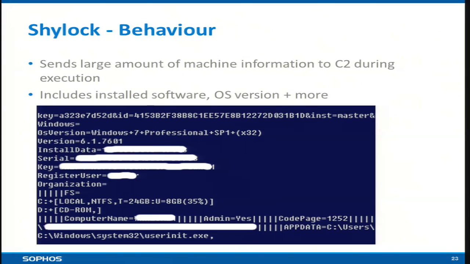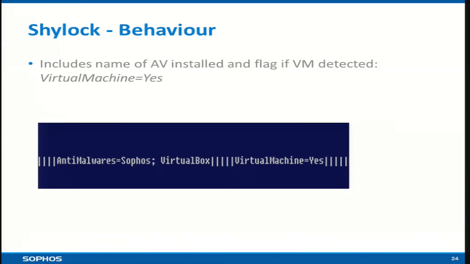So when Shylock executes and checks in with the command and control server, it sends back a lot of information about the machine, including installed software, the product ID, the username, the computer name, and lots of other information. And importantly, it includes a flag that says whether or not a virtual machine was detected. This virtual machine equals yes. That's if a sandbox or if any of the checks found something it didn't like, that flag gets included in the outbound request. If nothing was detected, that doesn't exist.